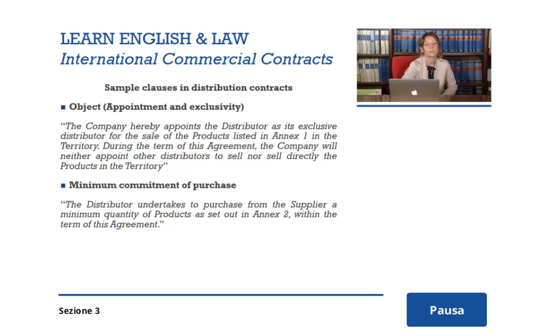So according to this clause, the distributor has the exclusive right to sell the supplier's products in the territory. The exclusivity is enforceable even against the supplier who's not authorized to sell in the distributor's territory. So, according to what we said before, this is an exclusive distribution, not a sole distribution. The distributor will here be an exclusive distributor, not a sole distributor.